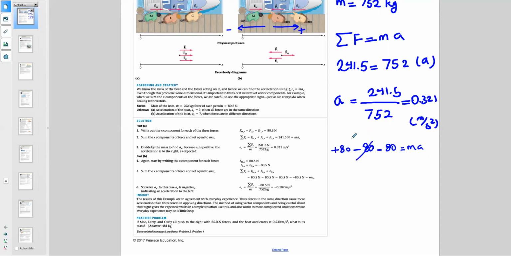So this negative 80 and this positive 80 will cancel out. We are left with negative 80 equals ma, which is 752 times a, and a is negative 80 over 752. That is a negative number, meaning the boat will move to the left: negative 0.107 meters per second squared.